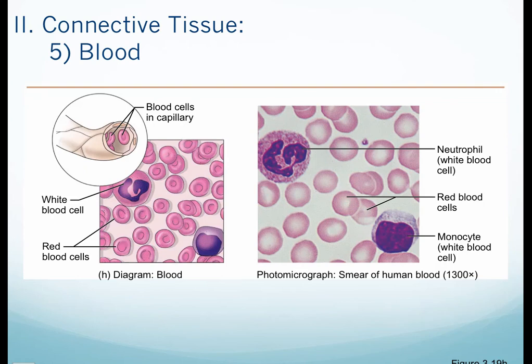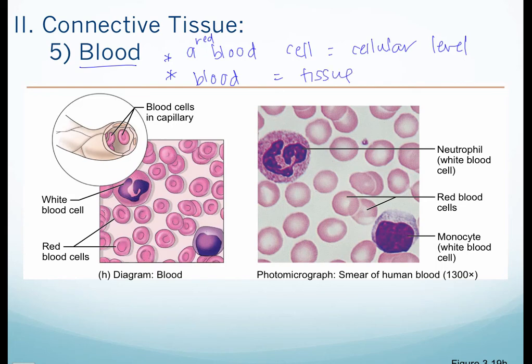Finally, our last connective tissue we have is blood. Now, I want you to be careful of this, because if I say on an exam, a blood cell, okay, so like a red blood cell or a white blood cell, this is a cellular level of organization. But if someone says blood, in general, this is a tissue level, because this is two or more cells with the same function.